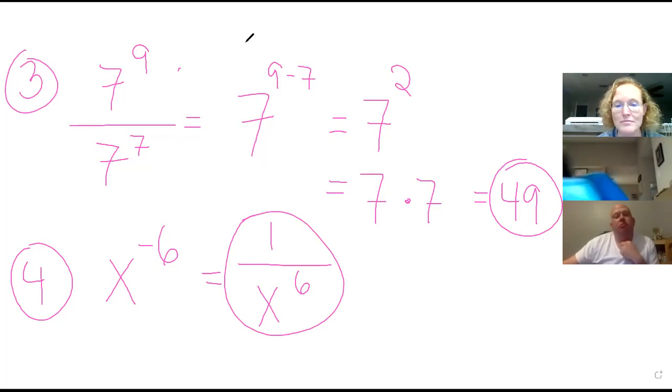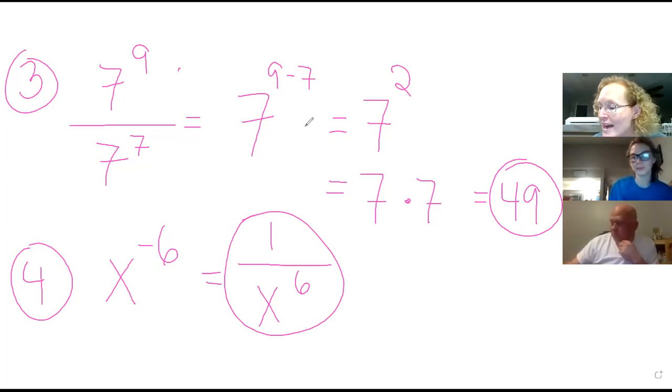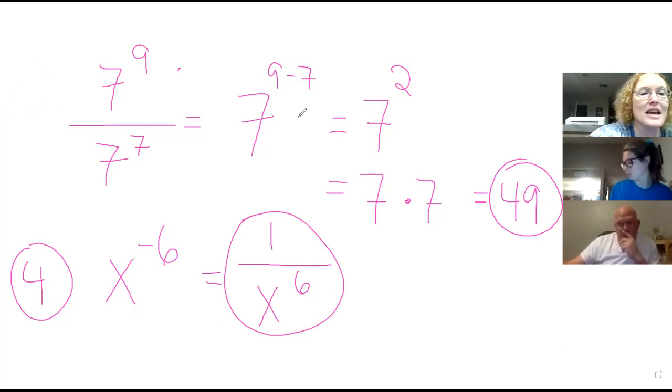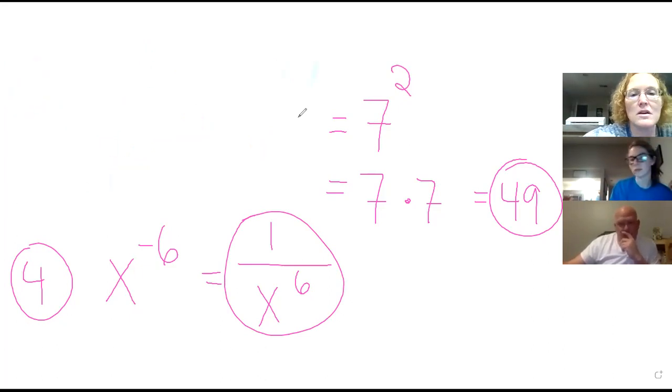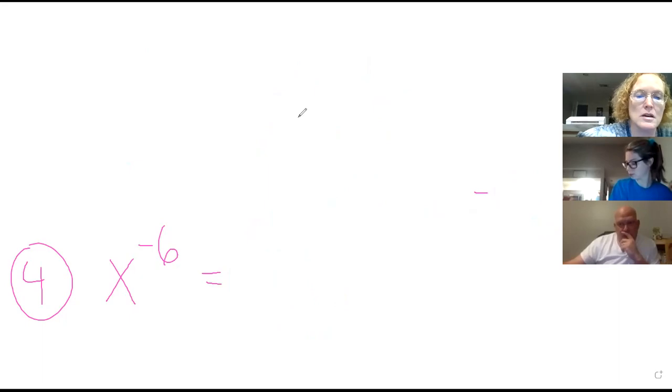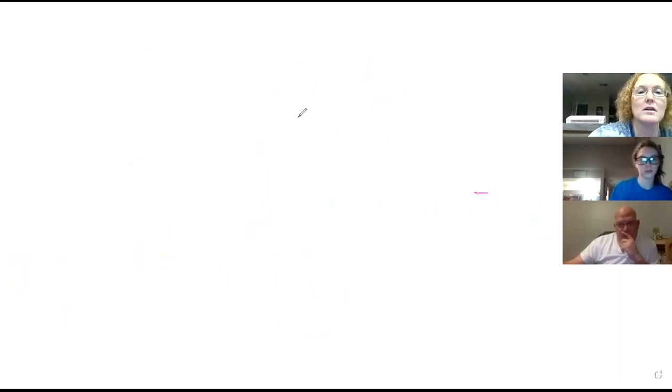All right, what do we think? That one's easy. That one's easy too? Okay. All right, well then let's get into some that are more multi-step, and let's see what we can do with some that have combinations of things in the same problem.